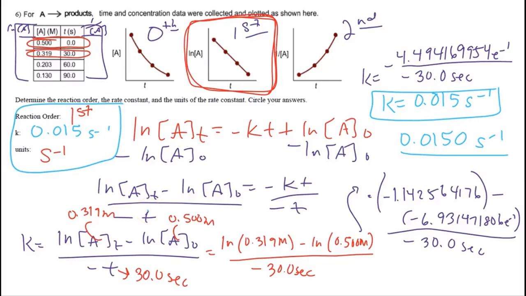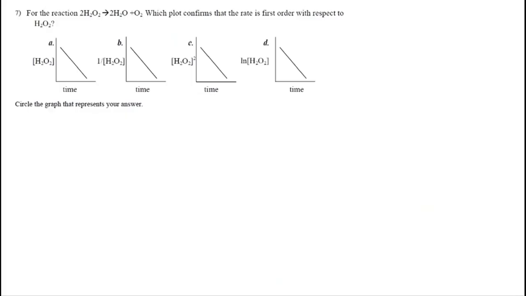Again, this is more like using graphs to help you figure out things for rate laws, integrated rate laws specifically. Let's move on to number 7. All right, another graph. So for the reaction, 2H2O2 is going to decompose to 2H2O.